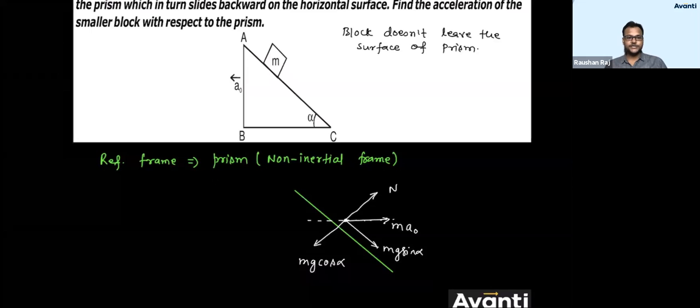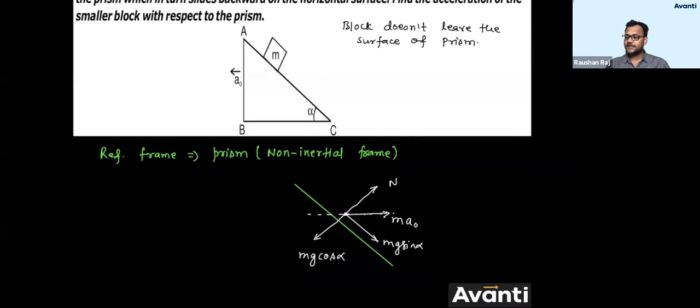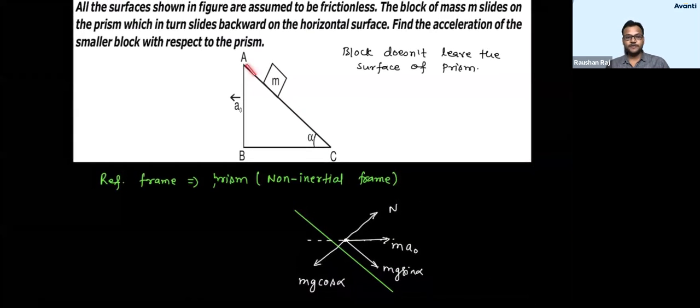Clear, children? Very good. So we now have the free body diagram. Now in which direction is the block accelerating, guys? With respect to the frame, the block is accelerating downward. Acha guys, if I ask you the direction of acceleration of the block with respect to the ground, what will the answer be?